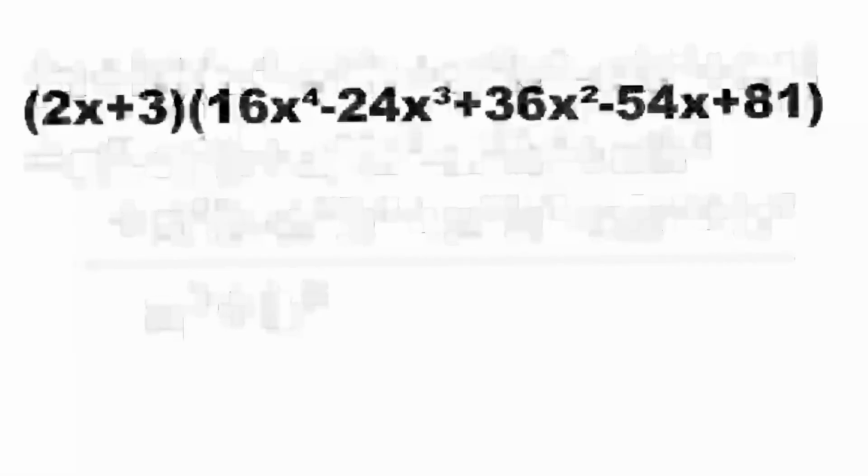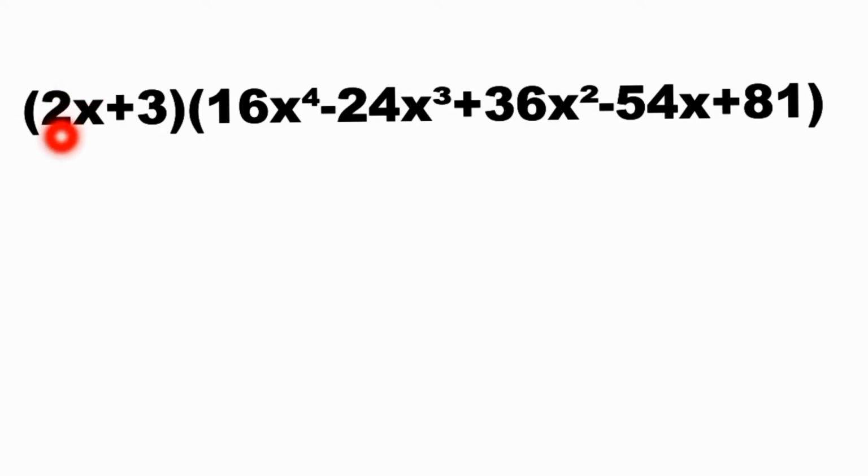For example, we have here 2x plus 3 times the quantity 16x to the fourth minus 24x cubed plus 36x squared minus 54x plus 81. So this polynomial, 16x to the fourth minus 24x cubed plus 36x squared minus 54x plus 81, is being multiplied by the quantity 2x plus 3.